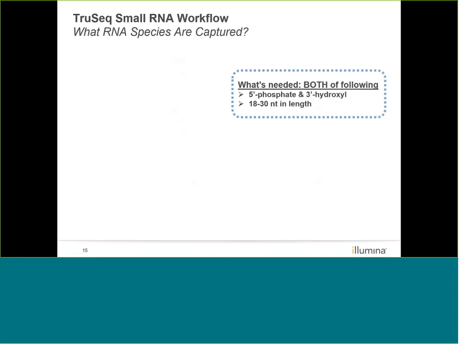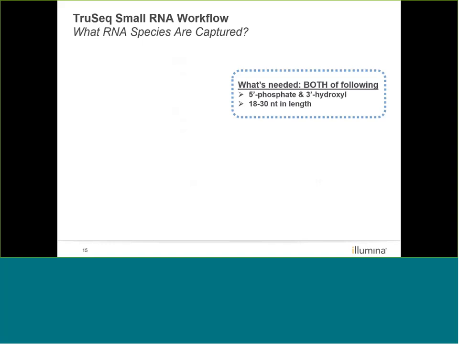Once we have the input, we're going to go into the TruSeq Small RNA library prep protocol. A question that's asked often is, what RNA species are captured by the TruSeq Small RNA protocol? The RNA species have to meet both of the two criteria listed here. You need to have a 5' phosphate and 3' hydroxyl group. It's 18 to about 30 nucleotides in length.